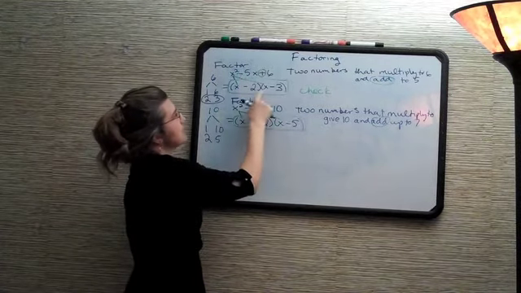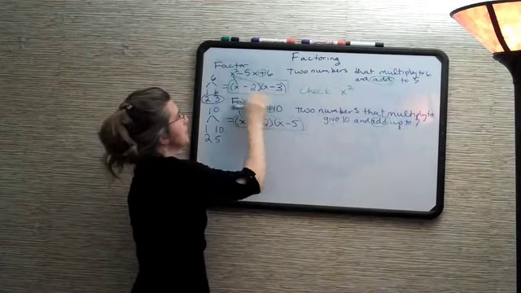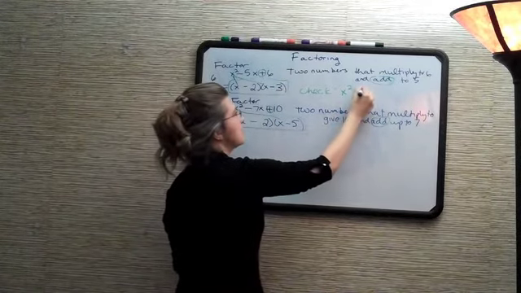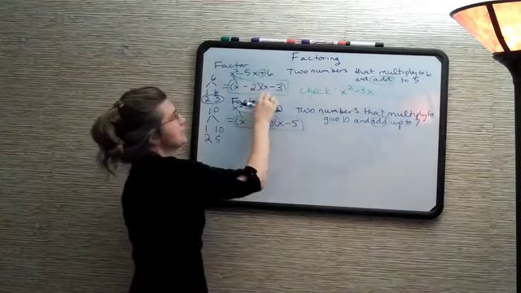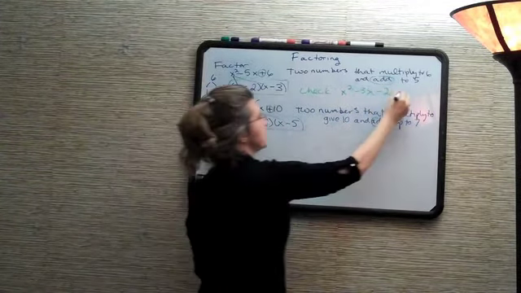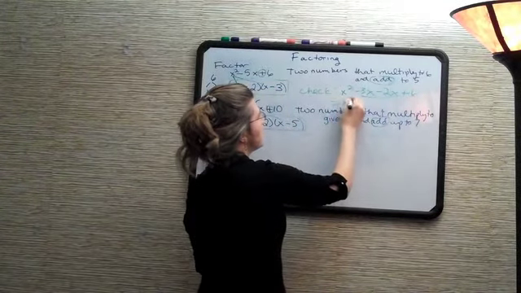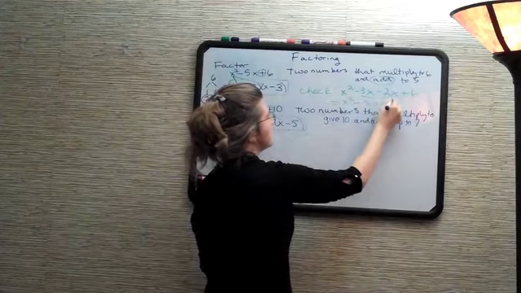Our check is x times x is x squared. 3 times x times minus 3 is minus 3x. Minus 2 times x is minus 2x. And minus 2 times minus 3 is plus 6. These two add up to give us x squared minus 5x plus 6.